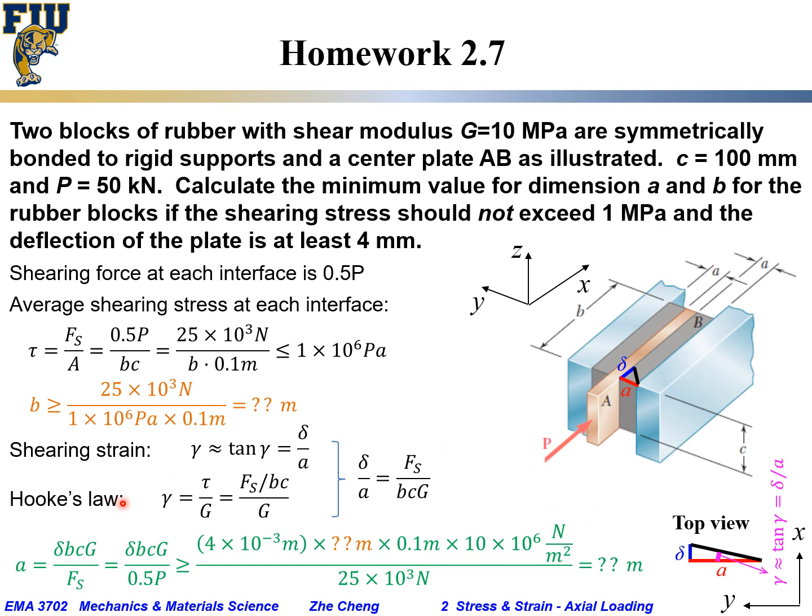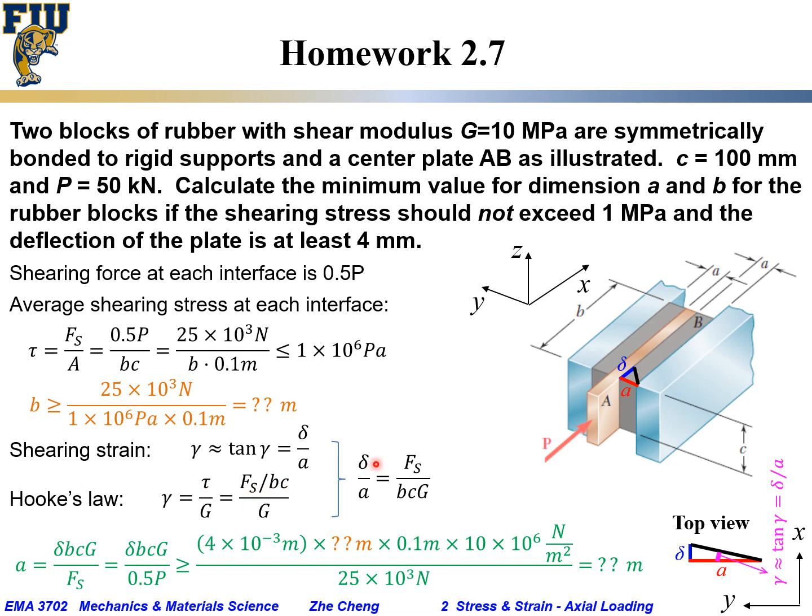At the same time, based on Hooke's law, the strain would be shearing stress over shear modulus. Hooke's law gives shearing stress would be shearing strain times shear modulus. So shearing strain would be shearing stress over shear modulus. And what is shearing stress? We said before it's Fs over A, or Fs over BC, divided by G. This is another relationship for shearing strain, and these two should equal each other.